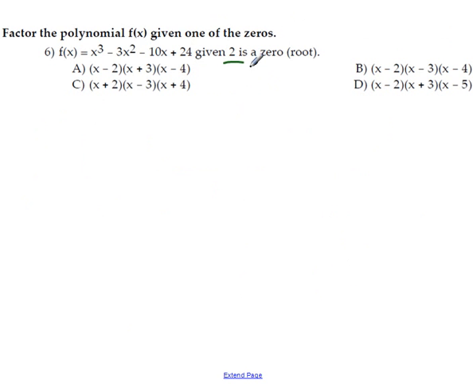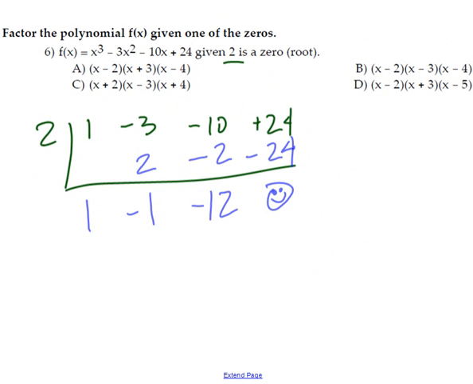Alright, so number 6 here. We got 2 is a 0. What is going to be the rest of our factors and such? So again, we're going to use 2. We're going to do our synthetic substitution, and we see that yes, we get 0 here like we're supposed to. So yes, it is a root, but it told us that. What that also means is that x minus 2 is one of our factors. So C does not have x minus 2, so no matter what, we're not choosing that. Everybody else does. So now we got to decide which one of these has the right factors.